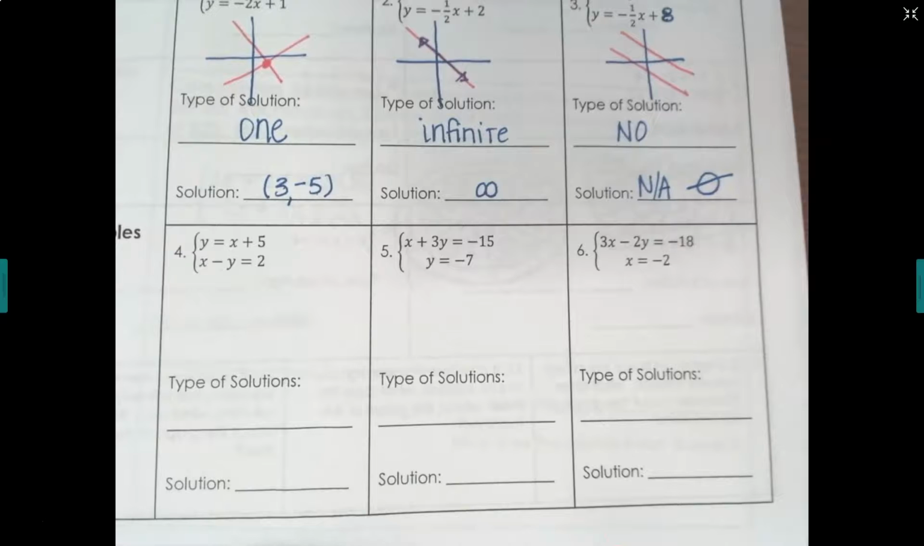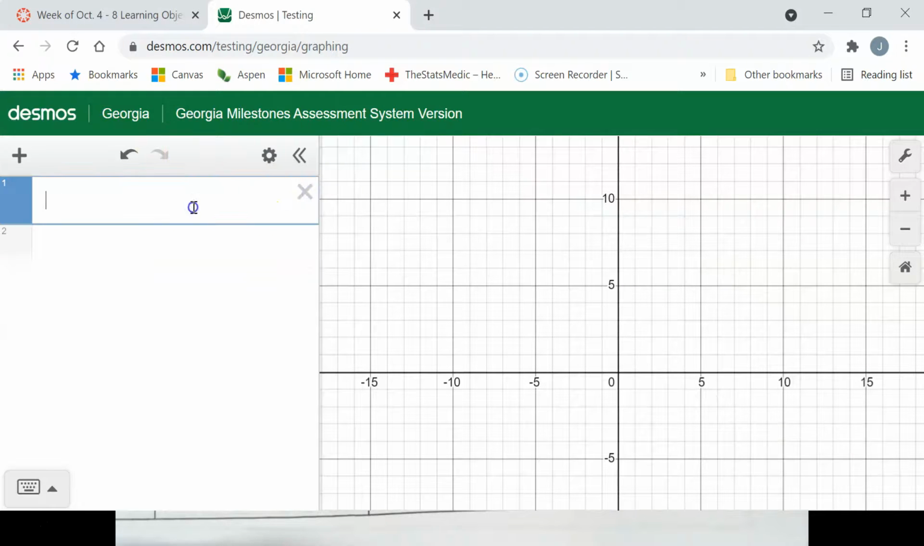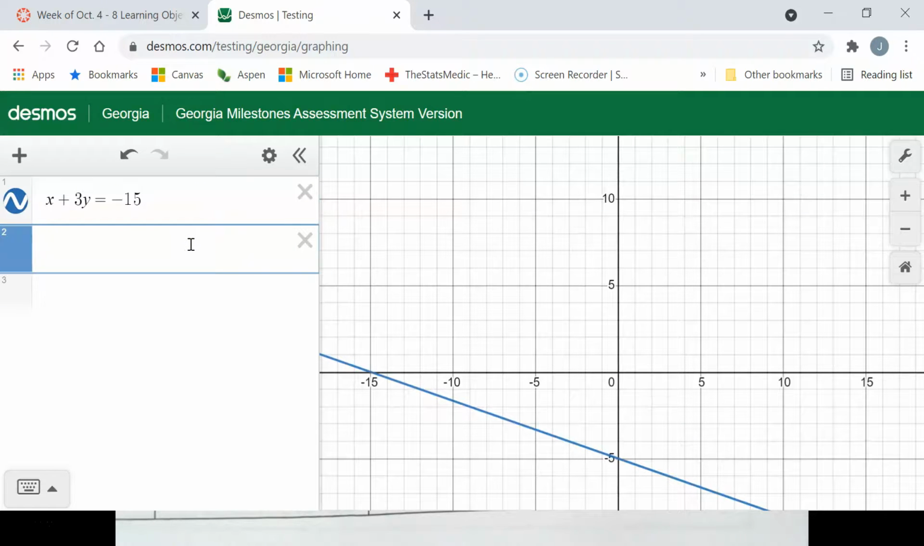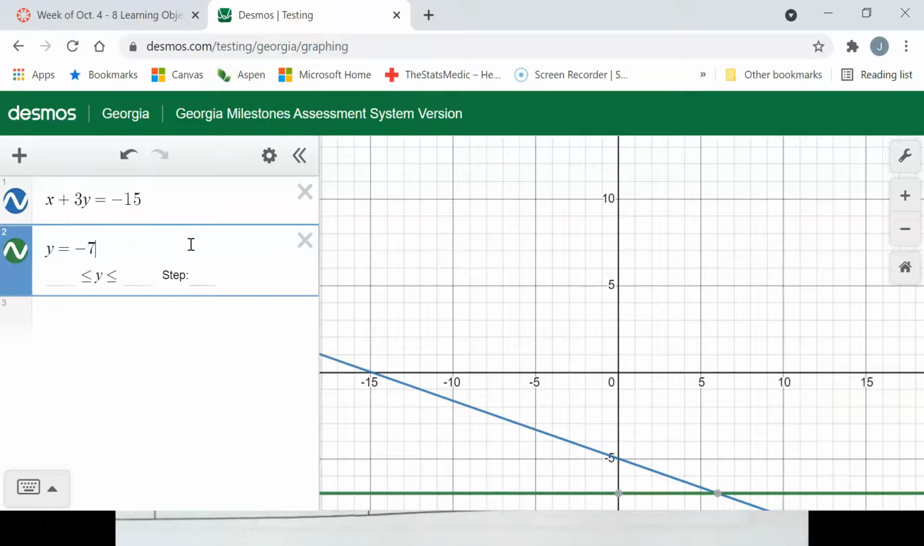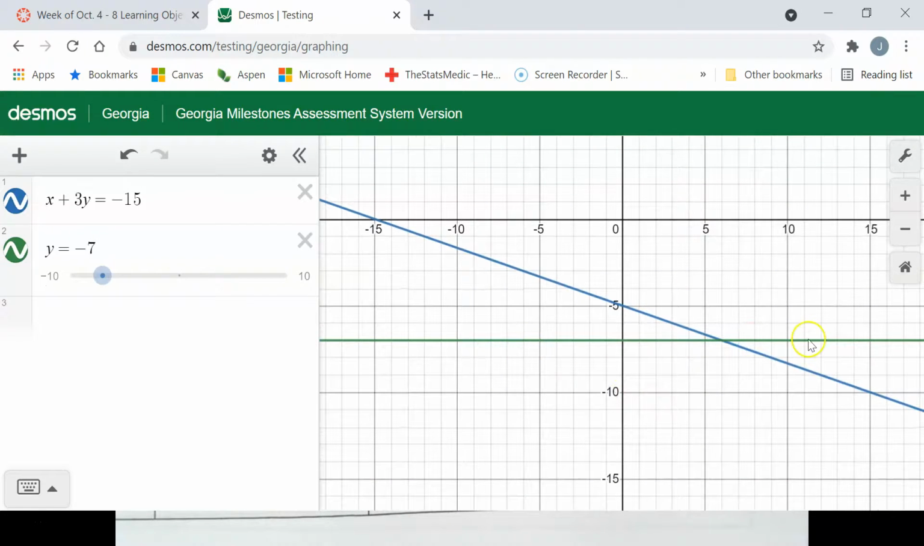Let's go take a look at Desmos. I'm going to X out what was already there, so I'm working with a clean coordinate plane. And I'm going to enter x plus 3y equals -15, and that's going to graph that for me. Click below it, and I have y equals -7. Now remember, y equals a number or x equals a number is just a straight, either horizontal or vertical line. This says y goes through the y-axis at -7, which is what we're seeing here.